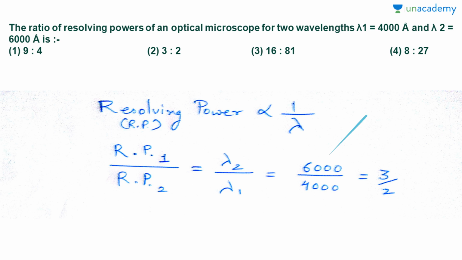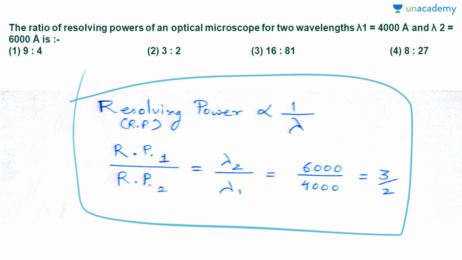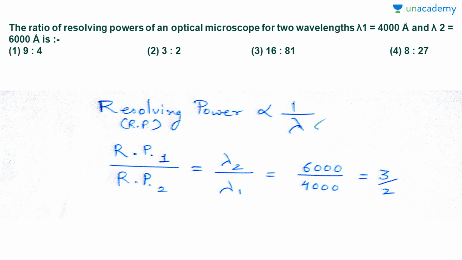Put the value, get the answer. That is 6000 upon 4000, we will get 3 by 2, that is the second option. Very easy question. It hardly takes 10 seconds to solve this question if your concepts are clear. NEET is all about getting your basics clear, getting your formulas clear. You must know the formula and a little bit of application, not that much, just a little bit of application, and the rest is up to all your basic formulas and the study that you have put in.